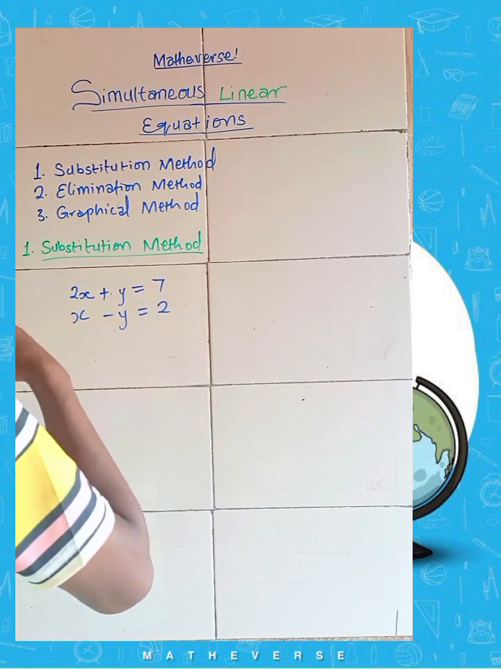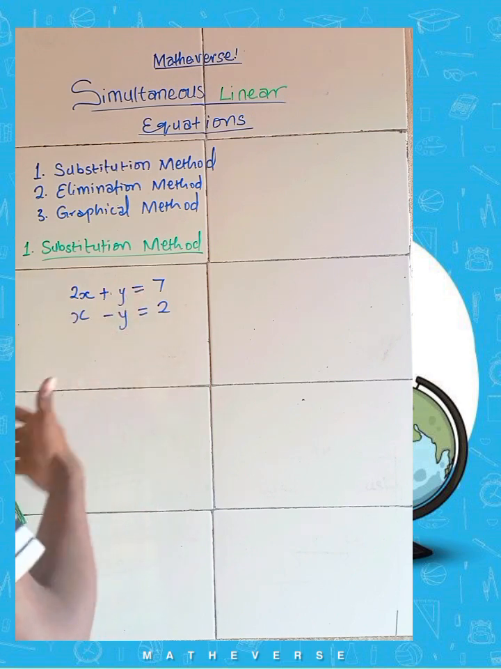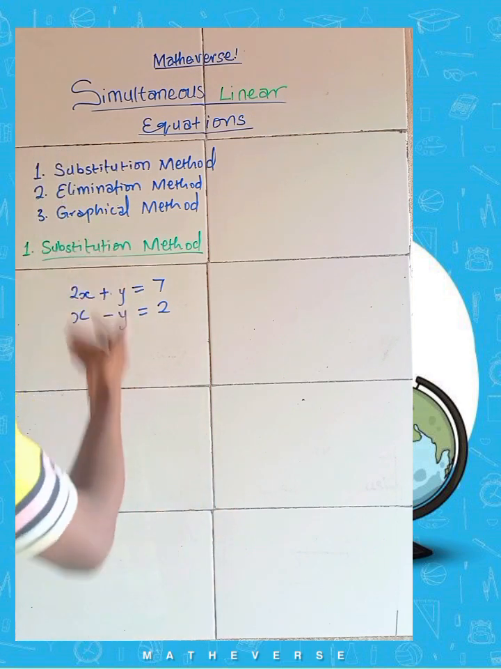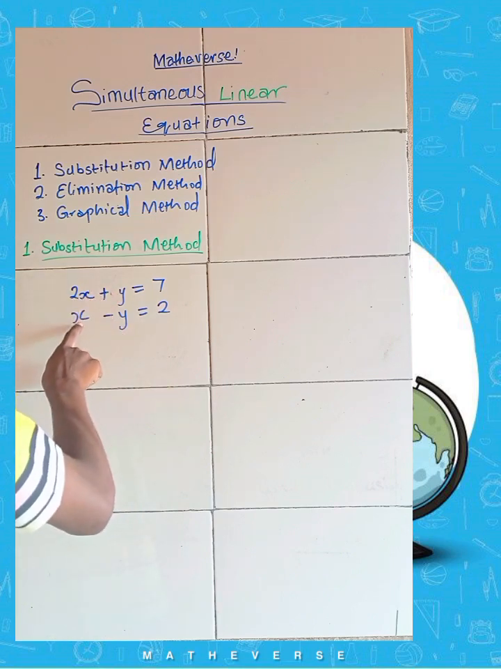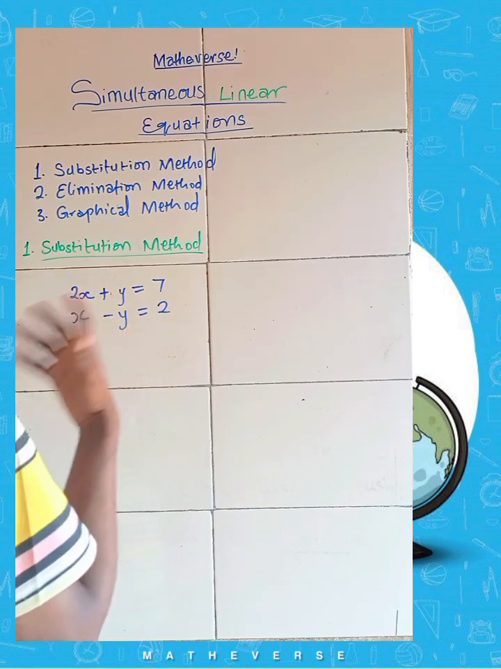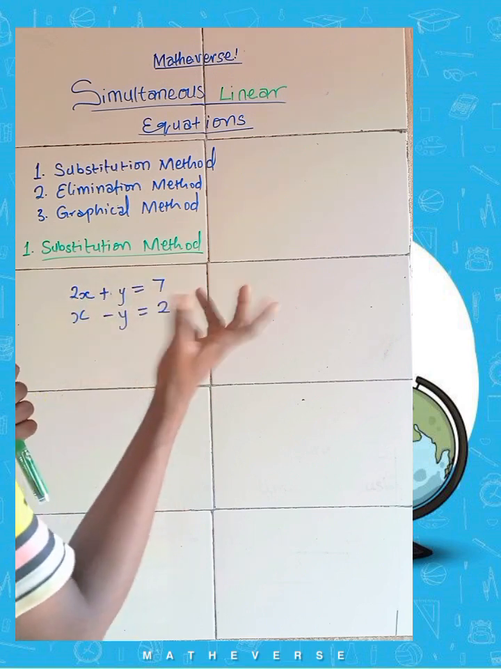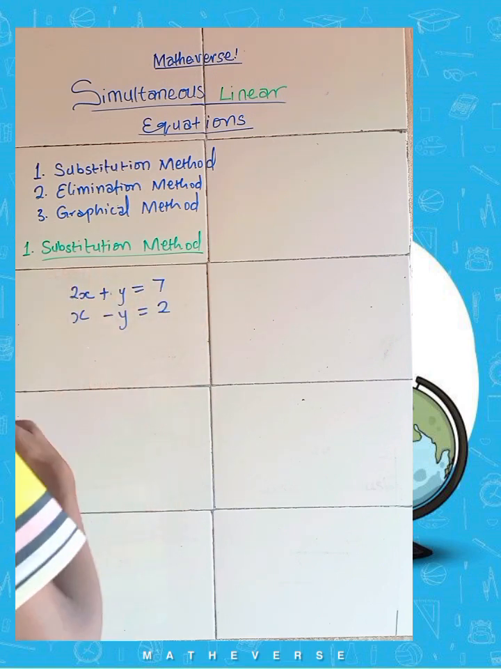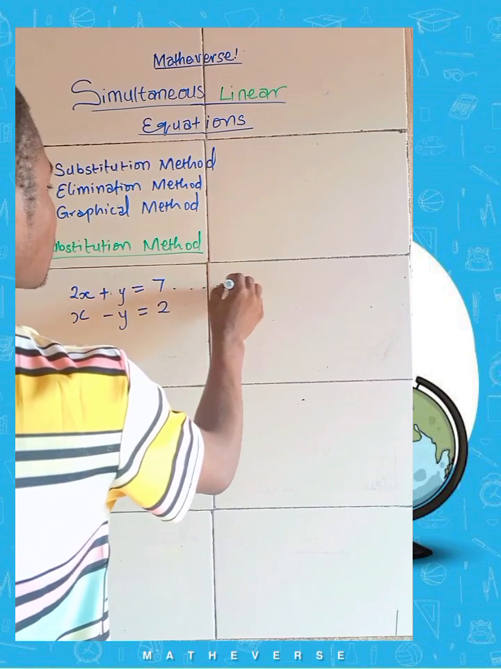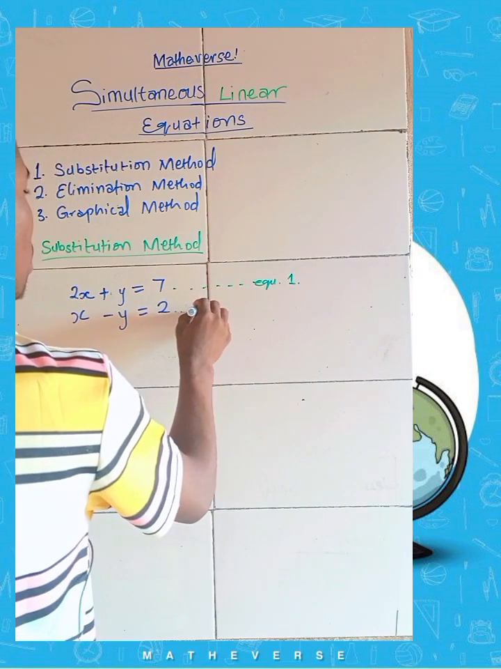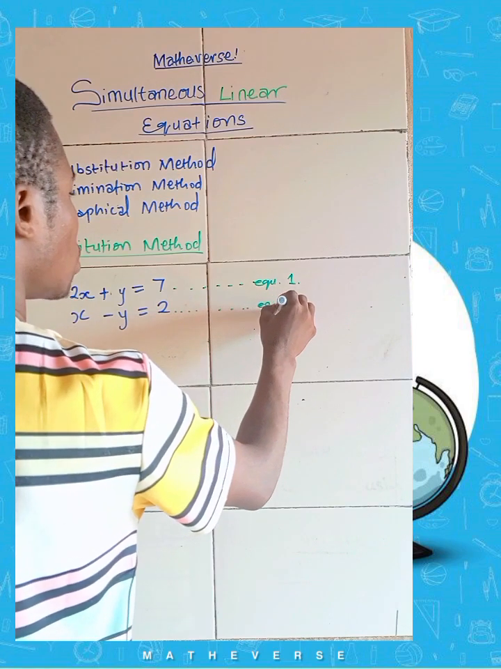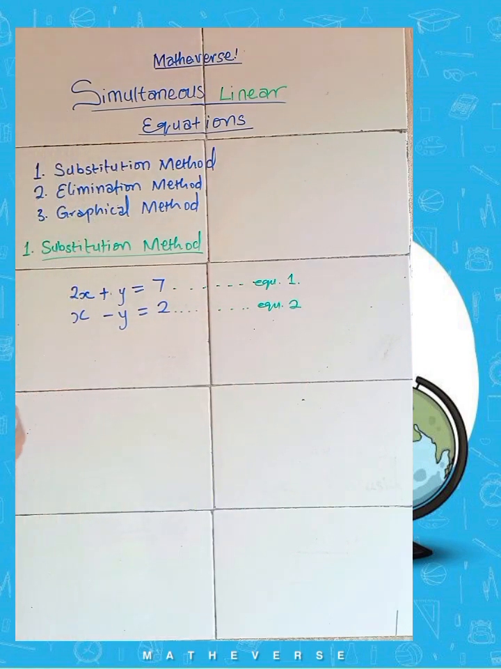When they are giving you the question, they usually give you two equations, okay? If you observe, we are looking for x and we're looking for y. Because of that, they cannot just give you one equation to find x and y. They will have to give you two equations. Then we call the first one equation 1, and the second one equation 2. You see that? That's how it's done.